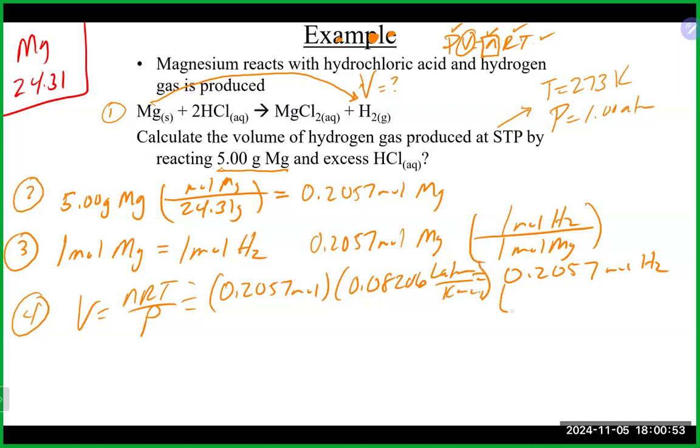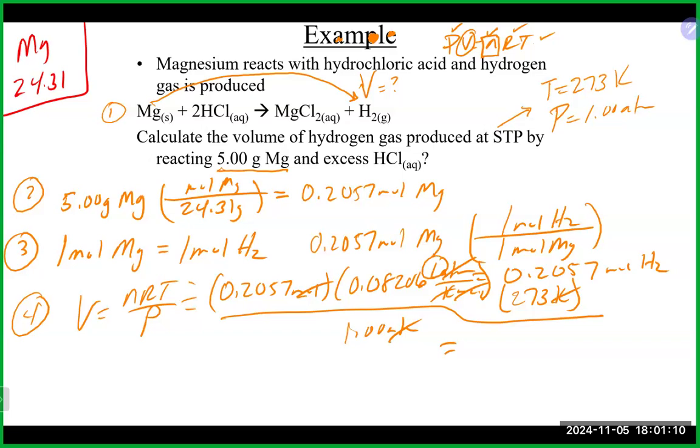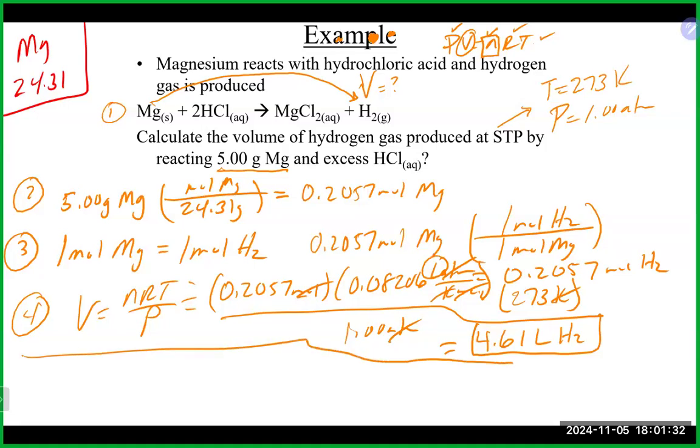As I run into that, let me go down and to the right. 273 is our temperature, and we're going to divide by our pressure here, which is 1 atmosphere. So atmospheres will cancel, Kelvin will cancel, moles will cancel, leaving us liters. And in this particular case, we will end up with, times 273, it looks like 4.61 liters of H2 would be produced, which would be our theoretical yield. First off, any question on that calculation?